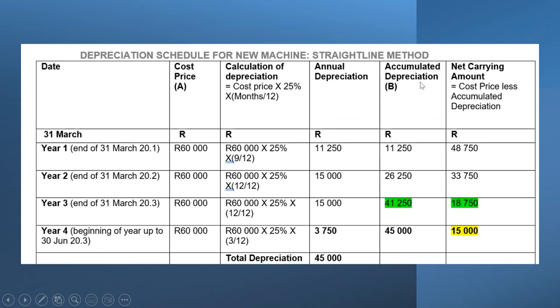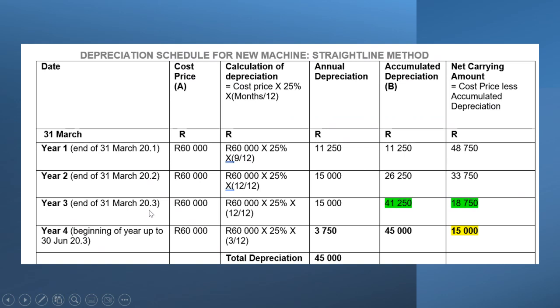But then what will be your accumulated depreciation? We said for accumulated depreciation, we are adding all previous years' depreciation. So the previous one, we had 11,250. Now we have to add this 15,000. Then you get what? 26,250. That is your accumulated depreciation. Then what will be your carrying amount at the end of year 2? It will be cost price less accumulated depreciation. So you say 60,000 less 26,250. You get 33,750.